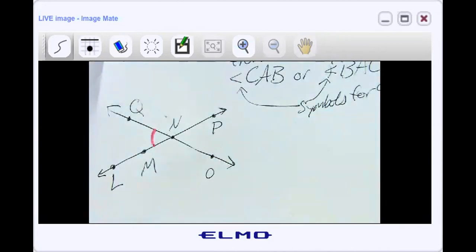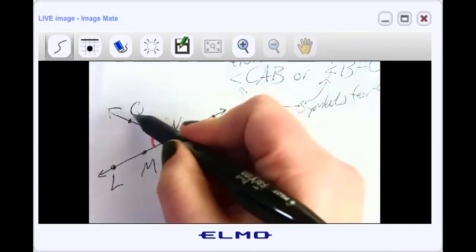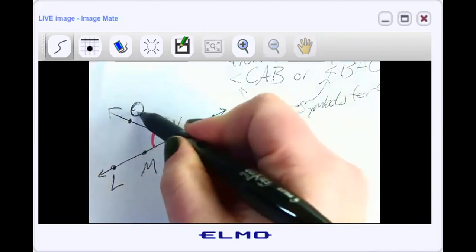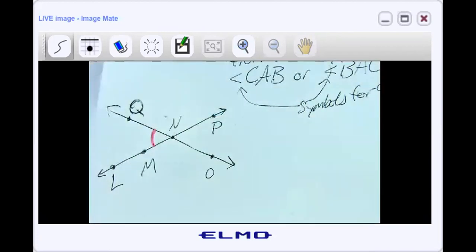Can someone give me a way that I could name that angle using these 3 letters? So you're going to use 3 letters. Just make sure that whatever the vertex is, that's your middle letter, and you're using 1 letter from each side. Give it a shot. How can I name this angle?